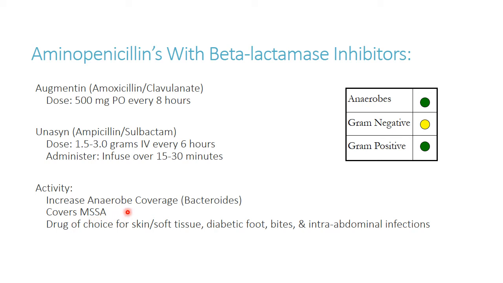You're going to see now it starts to cover more of the anaerobes, so now Bacteroides fragilis, which we mentioned before, is covered. And so this means it's going to be very good for treating infections where you're thinking skin flora, you're thinking anaerobes, so you can see things like skin and soft tissue infections, diabetic foot infections, right? So why do diabetics get foot infections?